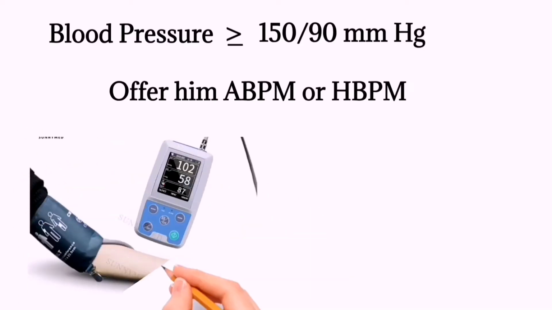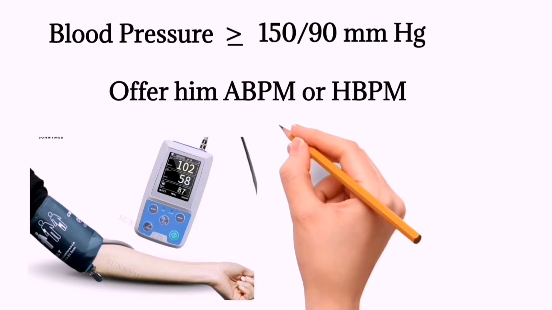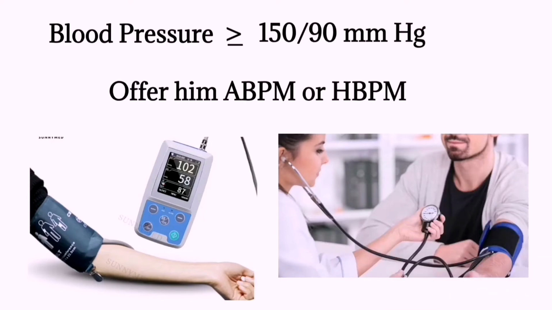ABPM, or ambulatory blood pressure monitoring, is a 24-hour monitoring of blood pressure in which a BP machine is attached to the patient's body, which monitors BP for 24 hours. In HBPM, or home blood pressure monitoring, a manual BP check is done at home. Find the average of BP for 24 hours.